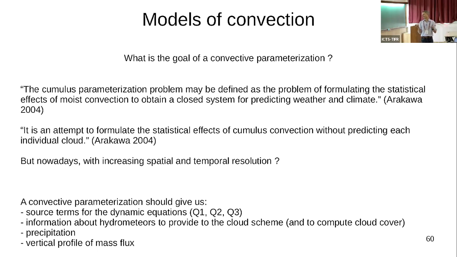And so what is a good parameterization? Let's say, what should it do to help the parent model? It should give you some source terms for the dynamics: warming, drying, and momentum transport. This is what you should do. You want to couple it with the big model. It should give you information about the hydrometeors to provide to the cloud scheme so that you can compute cloud cover. This is for radiation. It has to give you precipitation, because this is what we worry about, precipitation. And it probably has to give the vertical profile of mass flux.